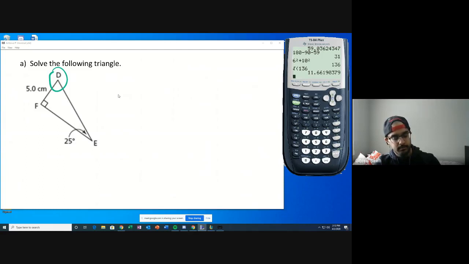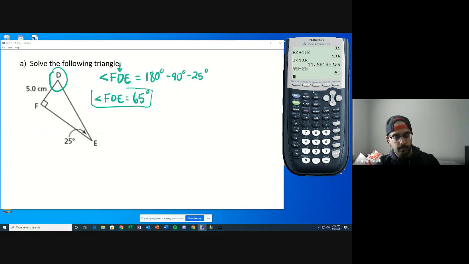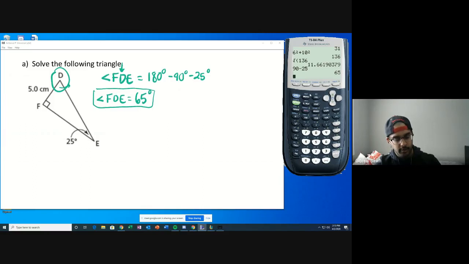So let's say that angle FDE, remember it's always going to be the letter in the middle in question. So angle D is going to be equal to that total of 180 degrees. Subtract the right angle of 90, subtract the other angle of 25. So angle FDE is going to be equal to, if I do 90 minus 25, that'll get me to my answer also. So that's 65 degrees. You can even add it to your picture if you like. Let's add this in. That's 65 right in there.